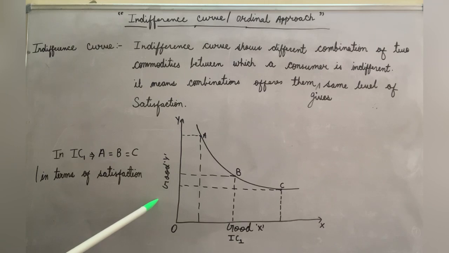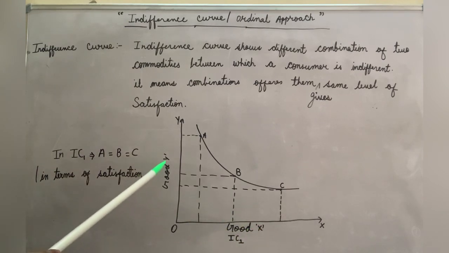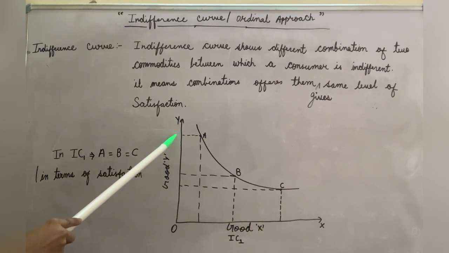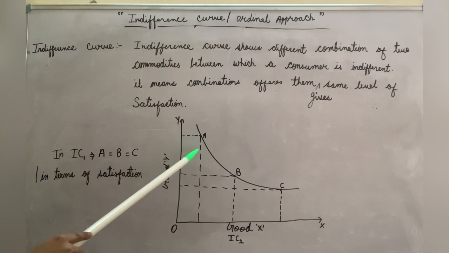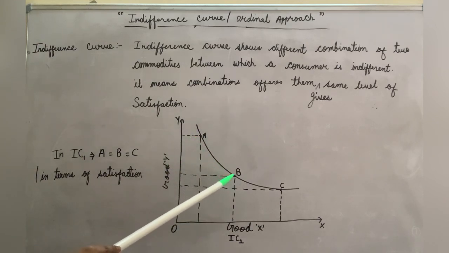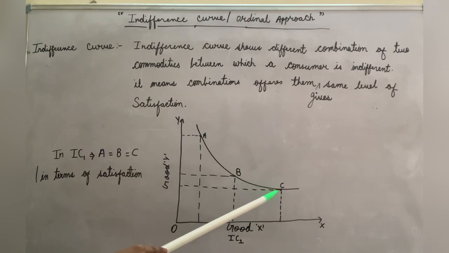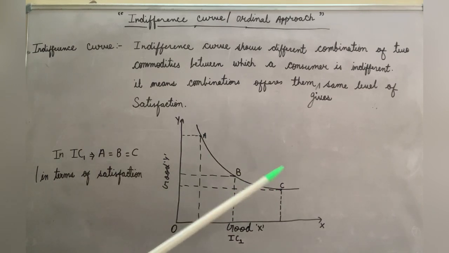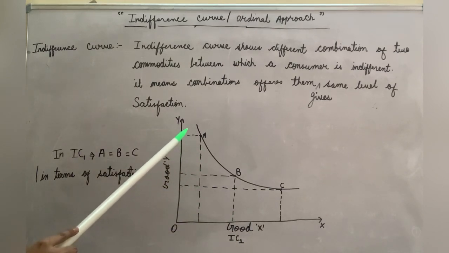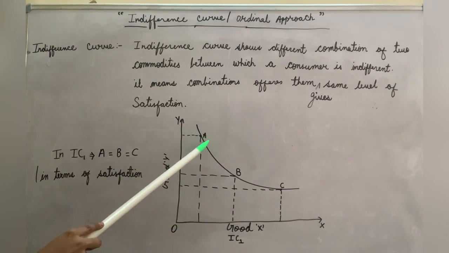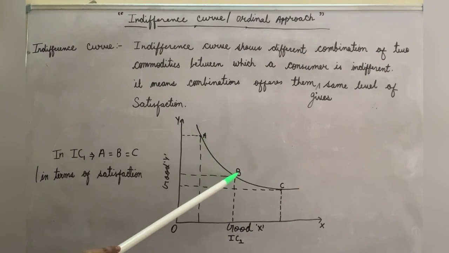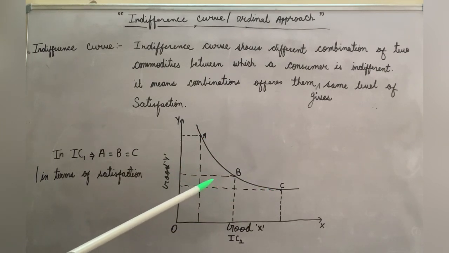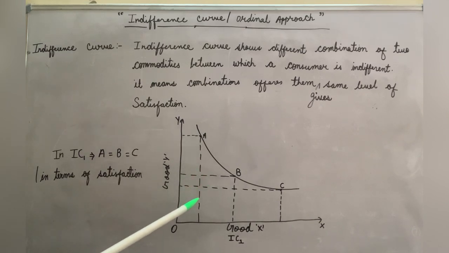We are taking good Y on the Y axis and good X on the X axis. Here we are taking a combination where good Y is more than good X, but this combination is equal to the B combination and it is also equal to the C combination. How? We will discuss it further, but you have to be clear in your mind that the combinations on an indifference curve show an equal satisfaction level, because these combinations we have chosen give an equal level of satisfaction.